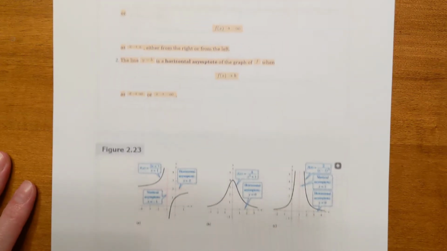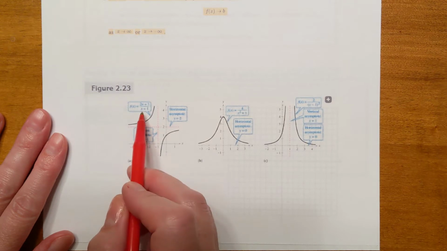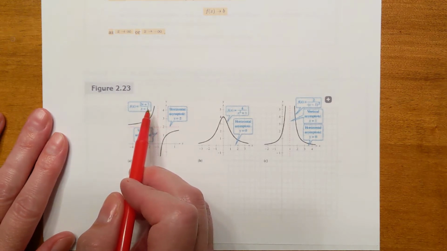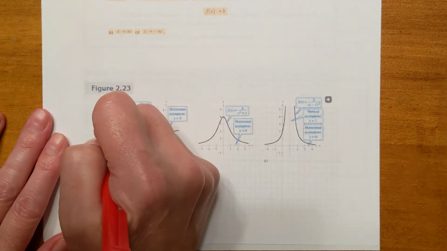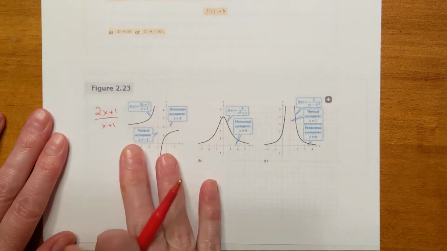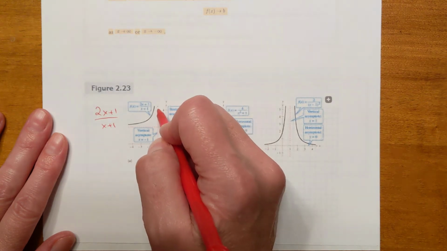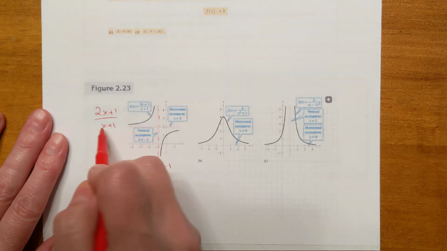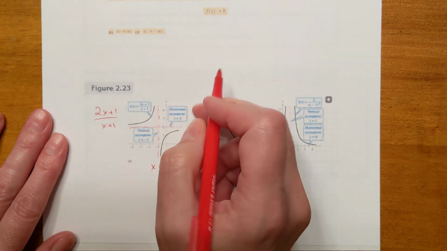So going down here on the bottom of the page, this is the graph of (2x + 1)/(x + 1). It's hard to read it. (2x + 1)/(x + 1) is what this graph is. It has a vertical asymptote at x equals negative 1, and it's got a horizontal asymptote going left and right at y equals 2.